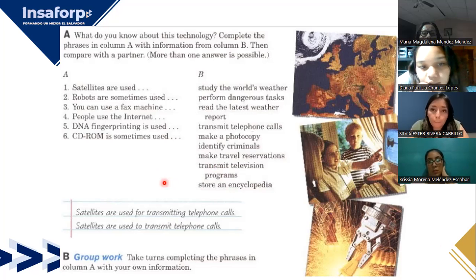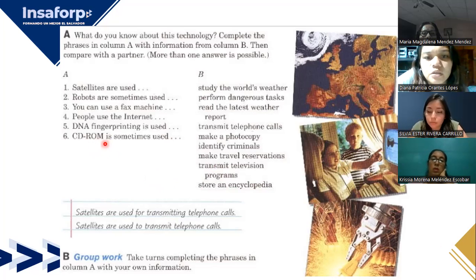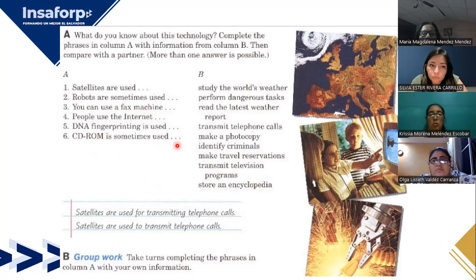Hello. Let me see. CD room is sometimes used. CD room. A CD like a DVD? Yeah, like a DVD, for example, to study the words where, I think, because I remember in some books, they include a CD for you to learn some classes with animals like National Geographic, I think. Like this one, to store an encyclopedia. Yes, to store an encyclopedia. I think that is a possible answer.